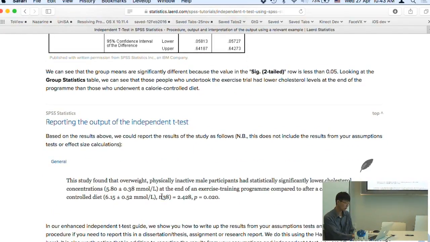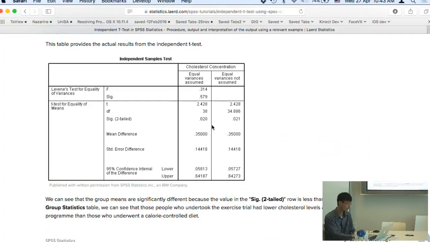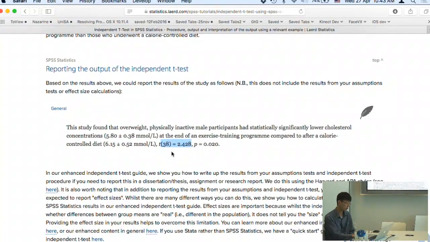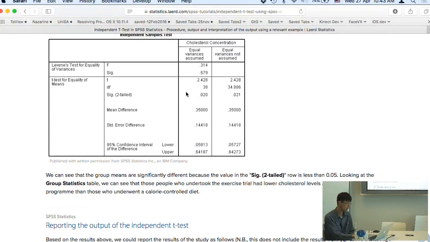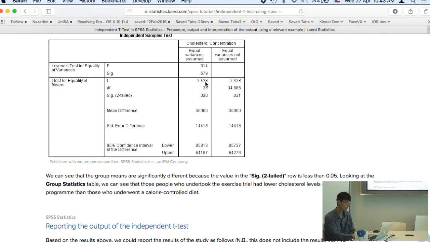But this will all be calculated by the statistics software, so you don't have to worry about calculating those numbers by hand. Again, it will print out a table. You'll have the degree of freedom in this column, so that's 38, which is why it's written here as 38. And 2.428 is the t number here. The t value is not the effect size. It's not the effect size.